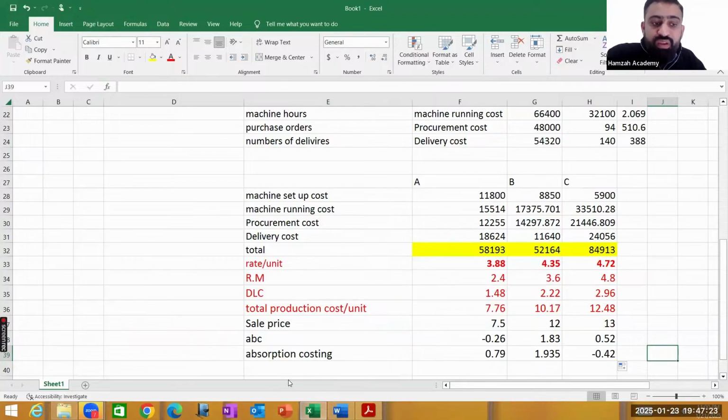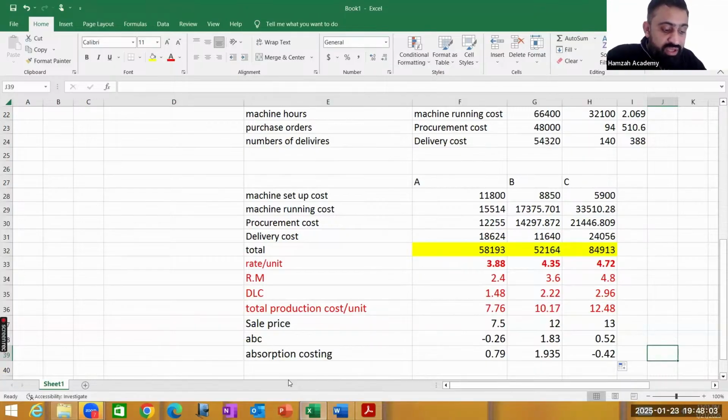And in product B, we have a slight difference, but under absorption costing the profitability was better than under ABC, because in the absorption costing system, overheads are not allocated in an appropriate way. And product C was loss-making in absorption costing, but it is profitable in the activity-based costing system. So when you use ABC, you have now a real picture of which product is actually loss-making and which product is actually making a profit.